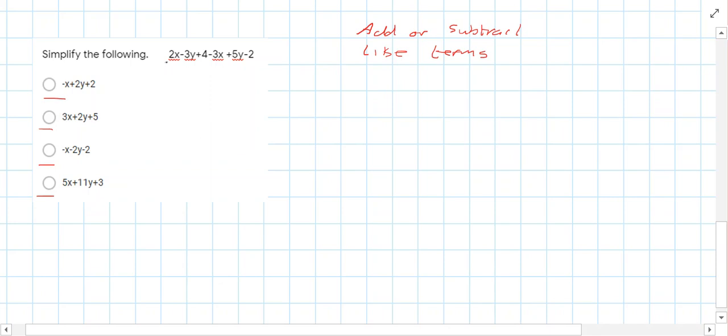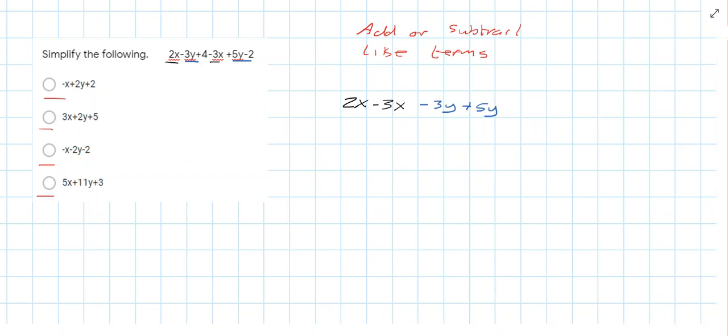The first one we look at here is 2x. Do we have any other terms that are like 2x? We have 2x, then we have this minus 3x. So 2x minus 3x. That's these first two. Then we can look at the next type of term, 3y, and this is minus 3y. So minus 3y, and we also have plus 5y. So we've 2x minus 3x, minus 3y plus 5y.